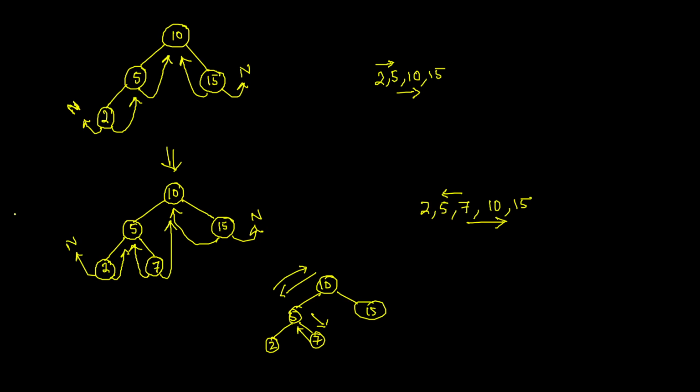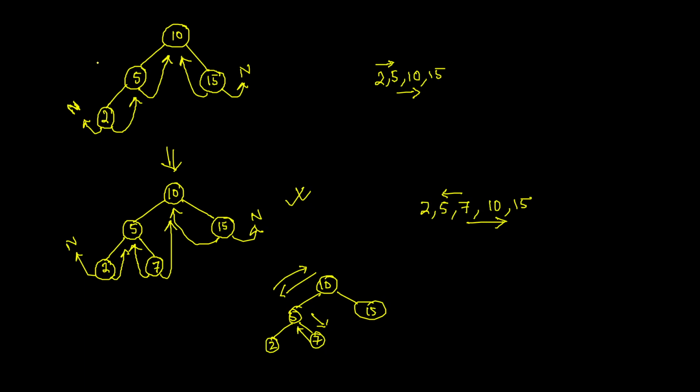For example, let's draw this one. Okay, so we have a situation like this: 10, 5, 2, 7, 15, right? So 5, 2, 7, 15. And the situation is something like 15 is pointing here, it's null, it's pointing here, it's pointing here, it's pointing here, and it's null, right?